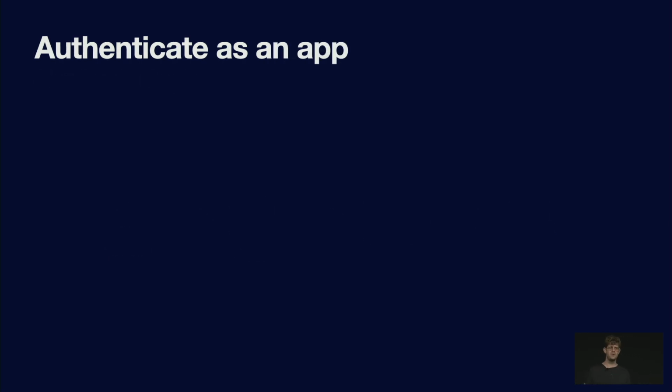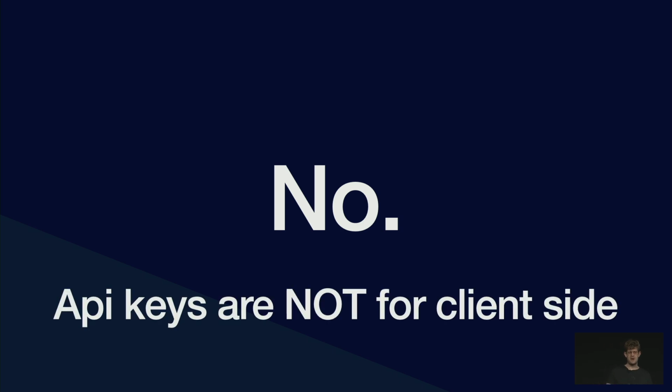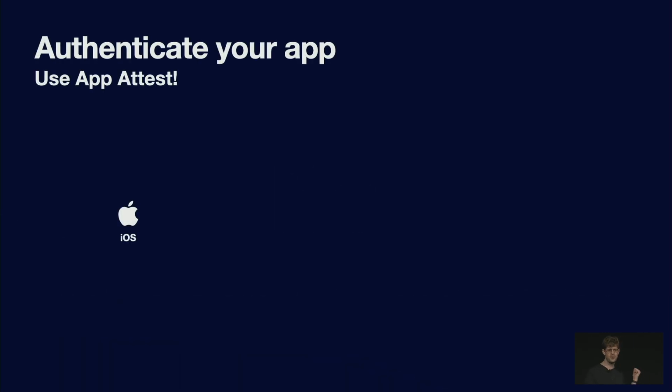Now, let's look at how we authenticate as an app. So we could imagine that we put a secret in the app, like a formal API key, and, well, no. I'm just going to say that's my opinion, but API keys are not meant for client-side. API keys, at least for authenticating something, are for server-side. So if you want to authenticate your app, you should use something that is made for it. So something like App Attest, that is an API from Apple, and it works pretty much like Sign in with Apple would work.